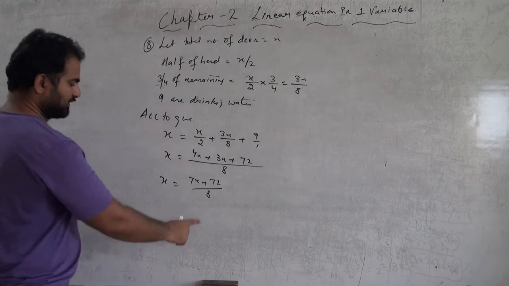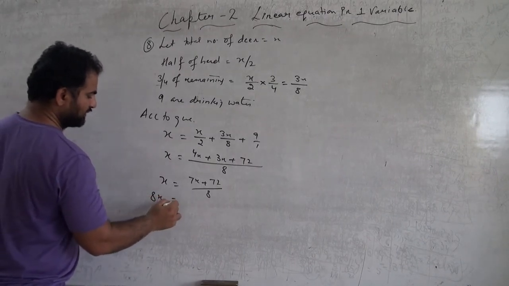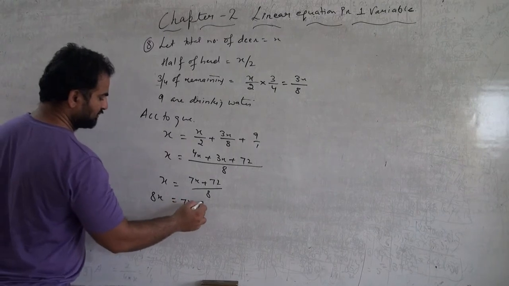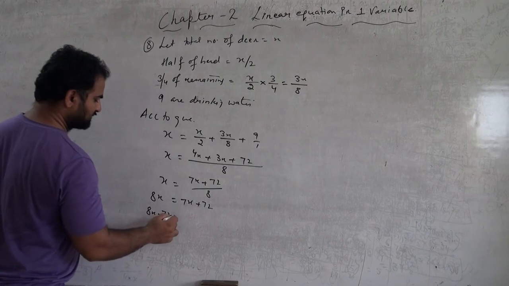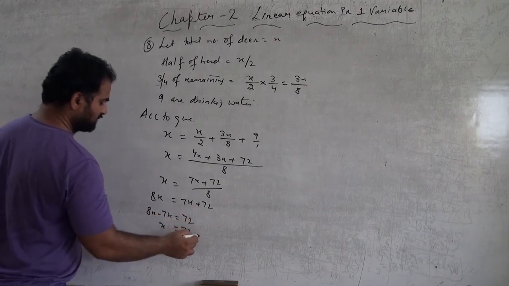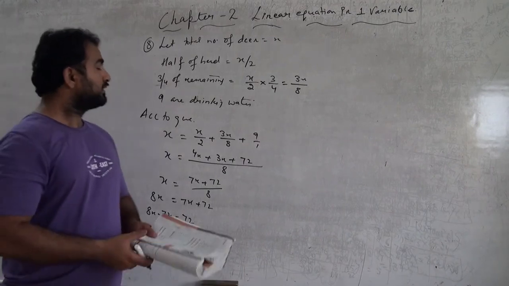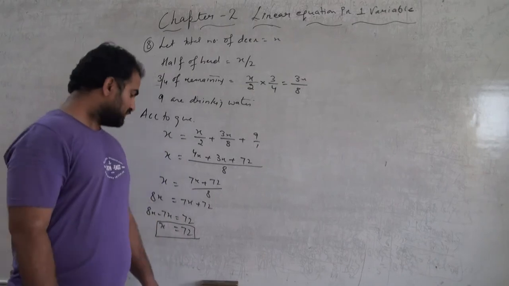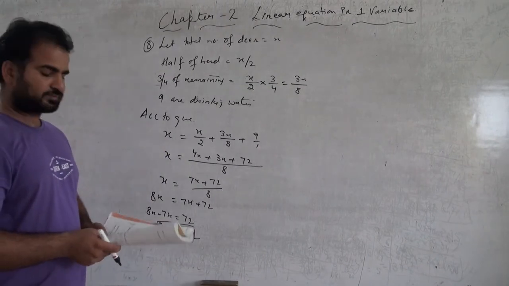Okay, now we can multiply this 8 by this, so it will be 8x equals 7x plus 72. 8x minus 7x equals 72. x will be equal to 72. So the total number of deer is equal to 72. Okay, this is your final answer.